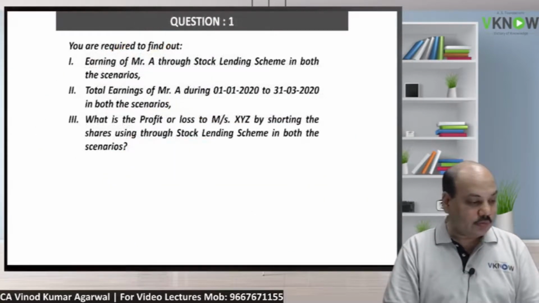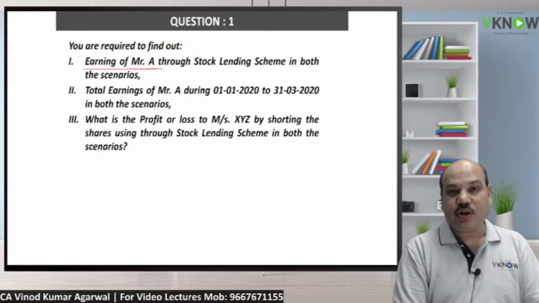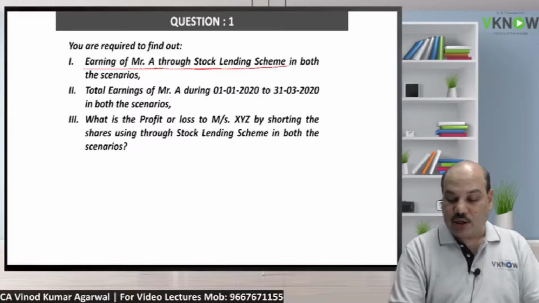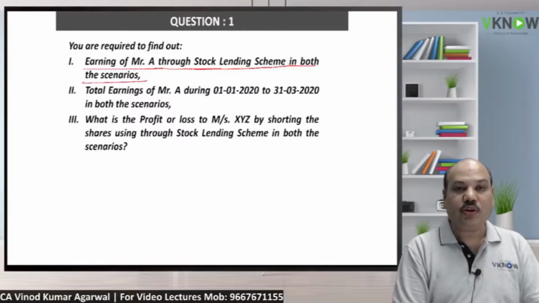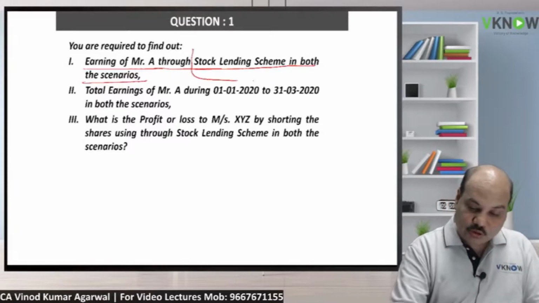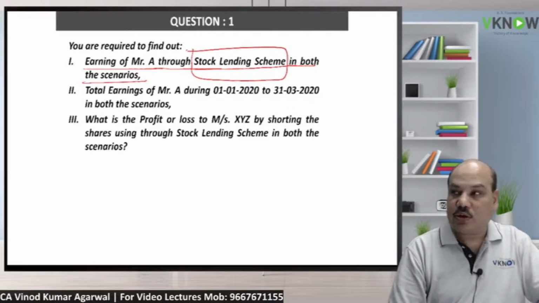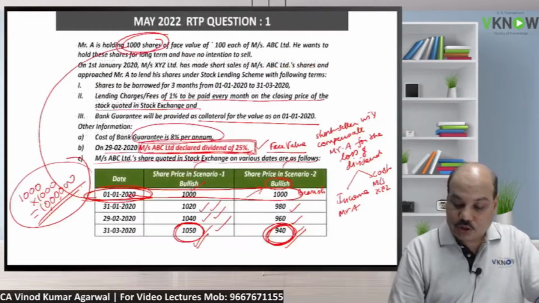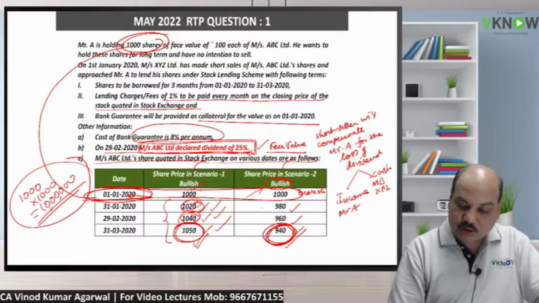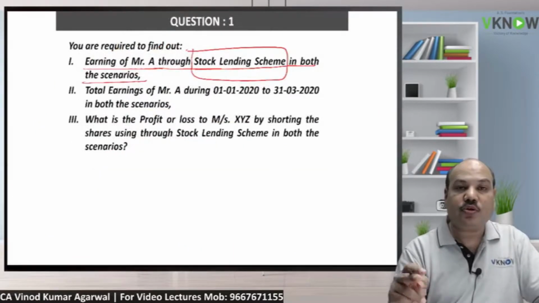Now what is the question? Question number 1, you are required to find out the earnings of Mr. A through stock lending scheme in both the scenarios. So how much stock lending charges will he earn? That is very simple. You just have to multiply by 1% of the share prices. Can you see share prices here? You have to multiply by 1%. That will be the income from stock lending.